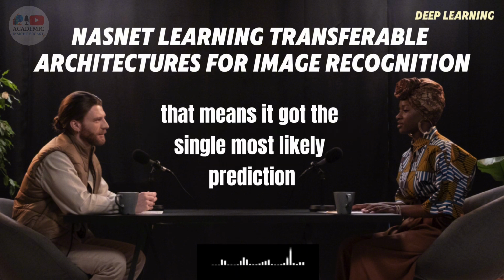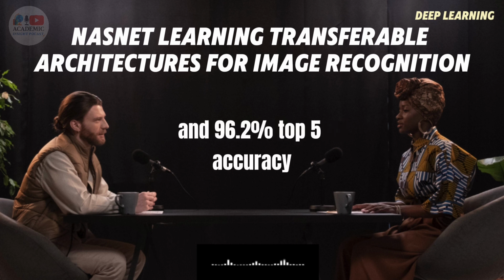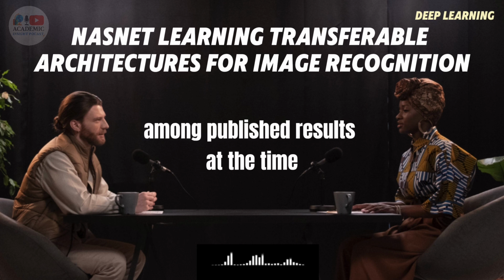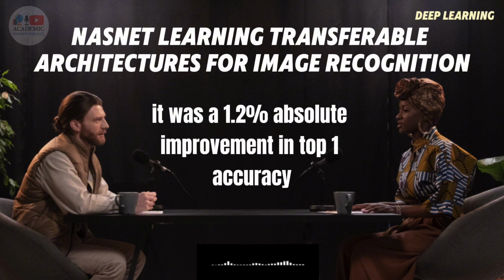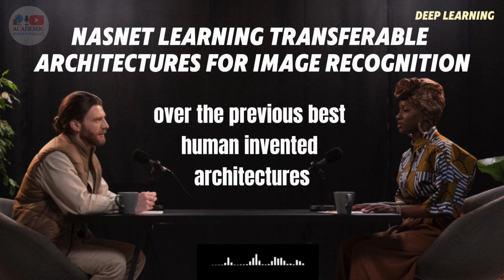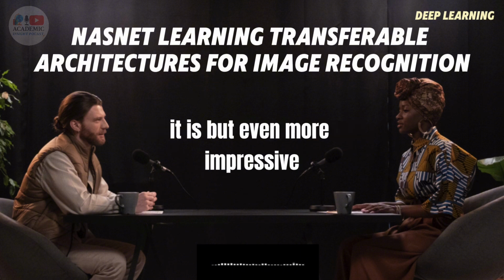That means it got the single most likely prediction correct almost 83% of the time, and 96.2% top 5 accuracy. Which was state-of-the-art then. Yes, among published results at the time. But here's the kicker. It wasn't just slightly better. It was a 1.2% absolute improvement in top 1 accuracy over the previous best human-invented architectures. Wow, 1.2% is a solid jump at that level. It is, but even more impressive.